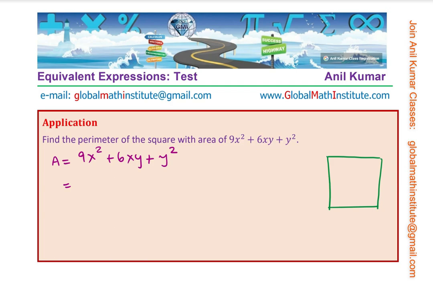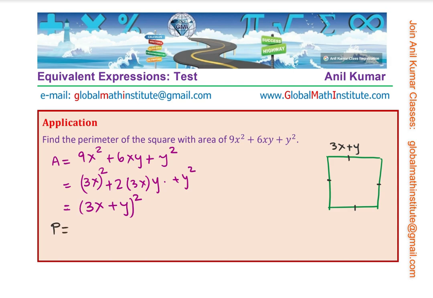We can factor it, right? You identify that 9x squared is like 9x whole square, right? And y squared is given to us as y squared. The middle term is indeed 2 times 3x times y, correct? 6xy. So that means I could write this as 3x plus y whole square. Makes sense? So that means that each side is actually, all sides are equal, right? And each side is 3x plus y. Since we know each side, we can find the perimeter.